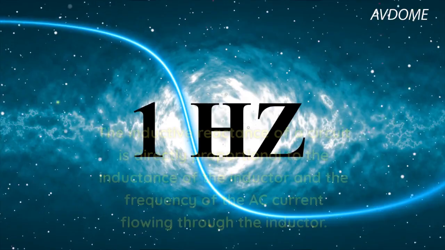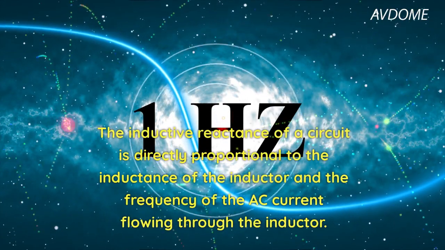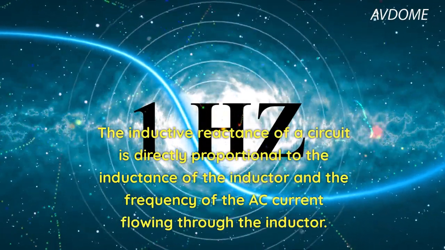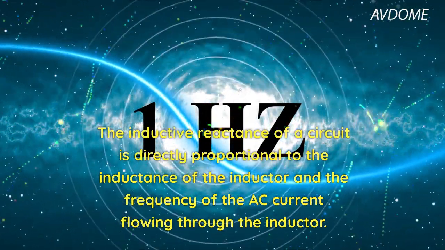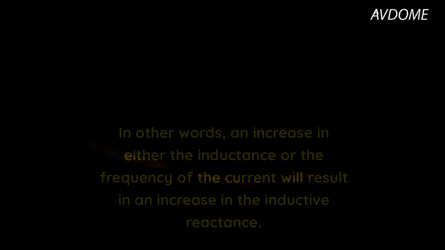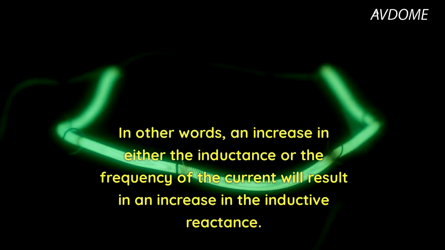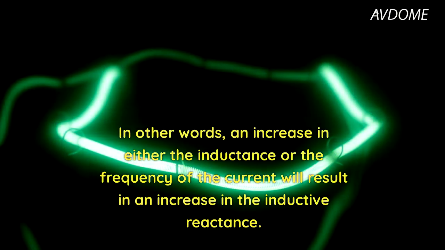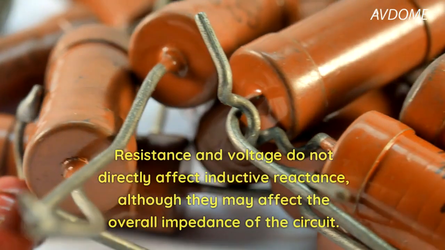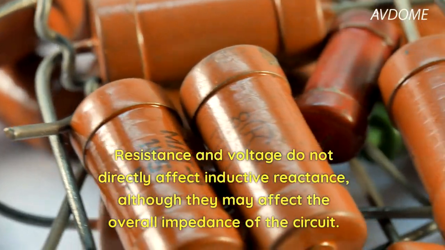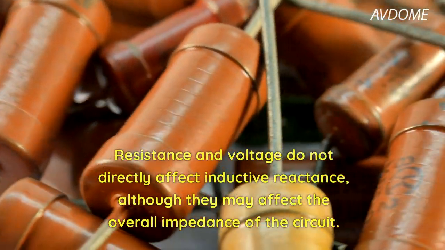It is A. The inductive reactance of a circuit is directly proportional to the inductance of the inductor and the frequency of the AC current flowing through the inductor. In other words, an increase in either the inductance or the frequency of the current will result in an increase in the inductive reactance. Resistance and voltage do not directly affect inductive reactance, although they may affect the overall impedance of the circuit.